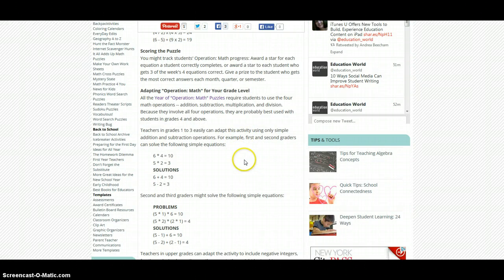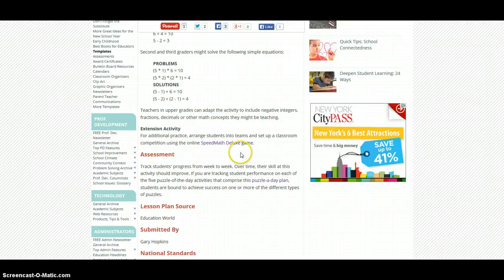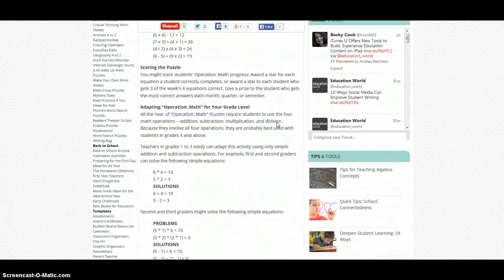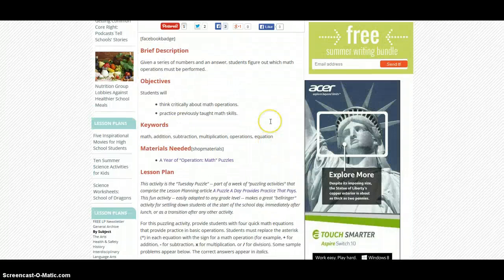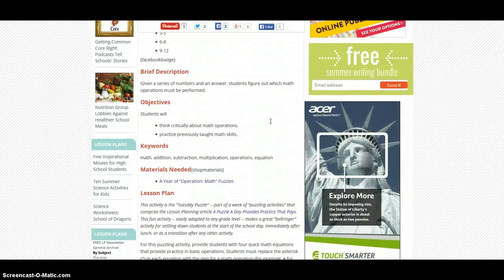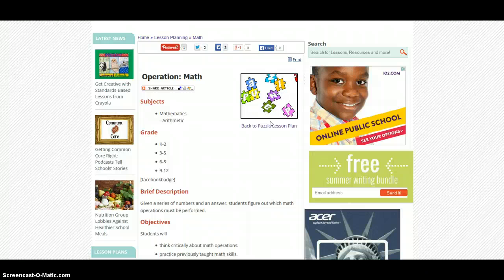It tells you how you can score it, how you can adapt it, suggestions for teachers to change it, to alter it, to make it more difficult, like including negative integers, fractions, decimals, things like that. Students need these basic reviews to kind of get their background knowledge flowing.